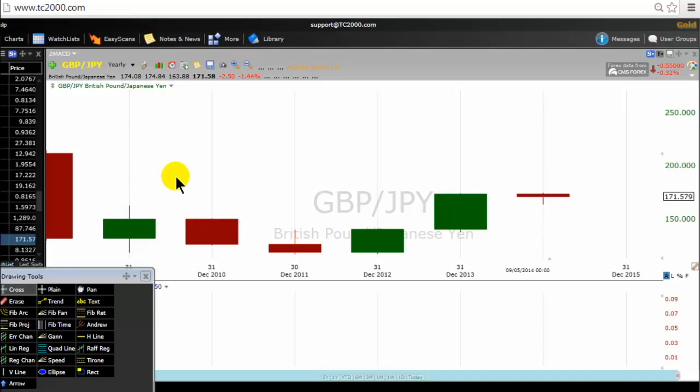Because we are looking at, for instance, here we are trading the pound yen. I want to see the whole picture, the bigger picture. The bigger picture here is the yearly chart. I will go to the quarterly chart, monthly chart, weekly chart.